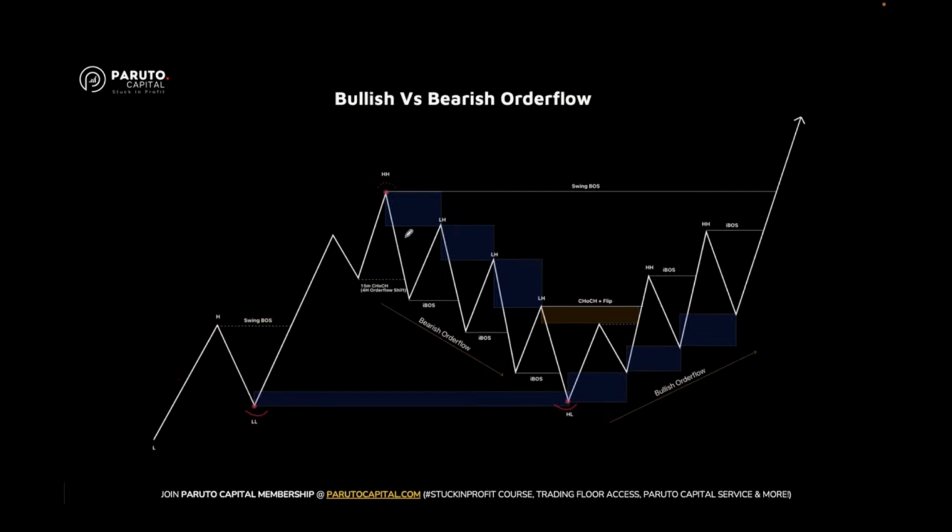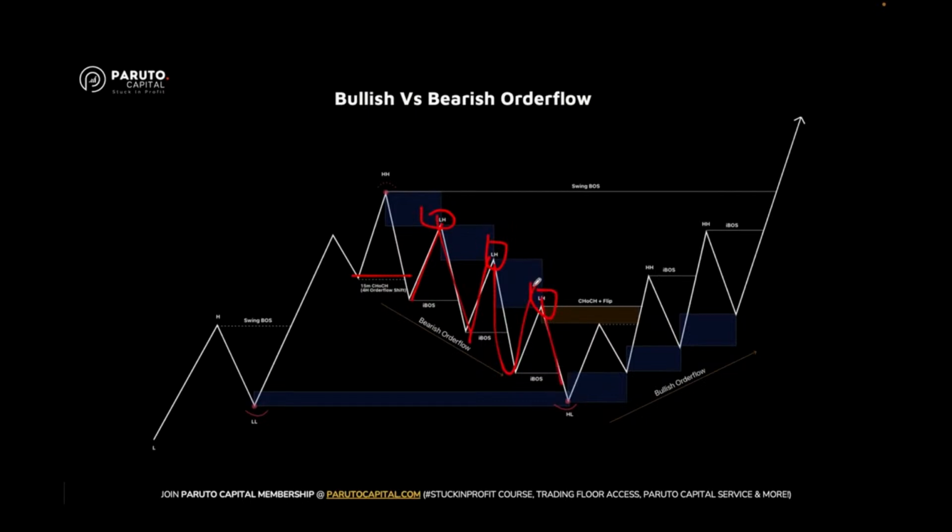Now the market came down here, but while the market was pulling back, you can see that after the change of character here, it pulled back into the zone and then continued downwards, pulled back again into the zone, continued downward, and pulled back again into the zone and continued downward. Now that is a bearish order flow, right?